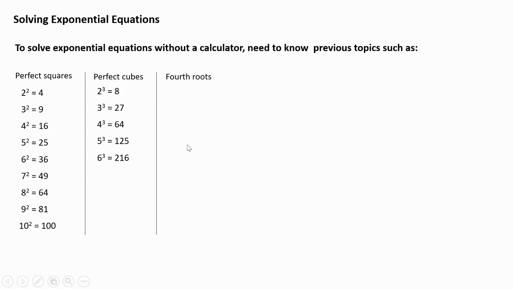And also these are the fourth roots. The fourth root of 16 will give us 2. Why? Because 2 to the fourth power will give us 16. The fourth root of 81 is going to be 3. Why? Because 3 to the fourth power will give us 81. So at least know all the way to 5.